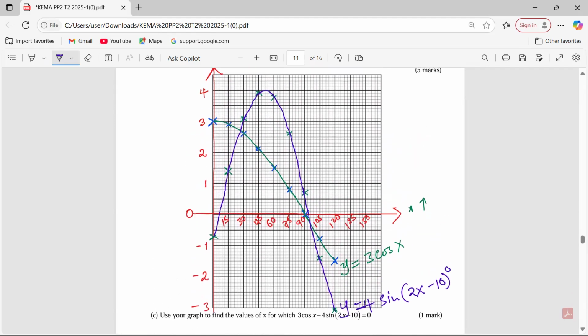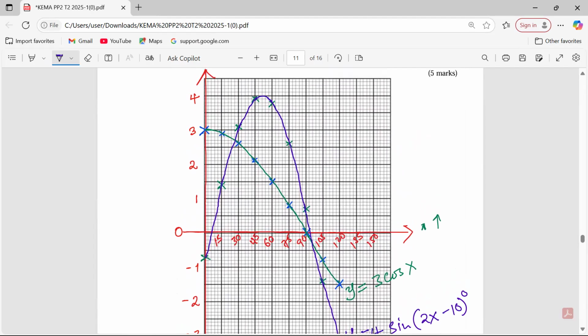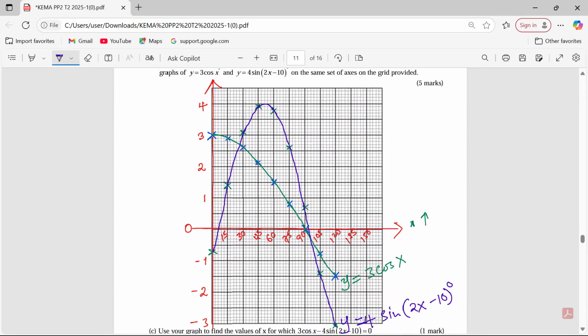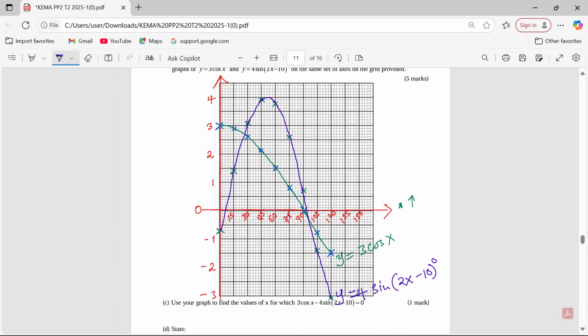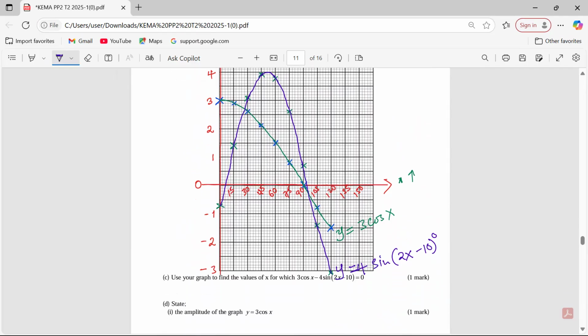So we have now the two curves smoothly plotted. Just look at them. A very smooth plotting, and I'm doing it on a screen. That means you can do it better with your pencil, well sharpened. You can do it better. That's all. Use your graph now.